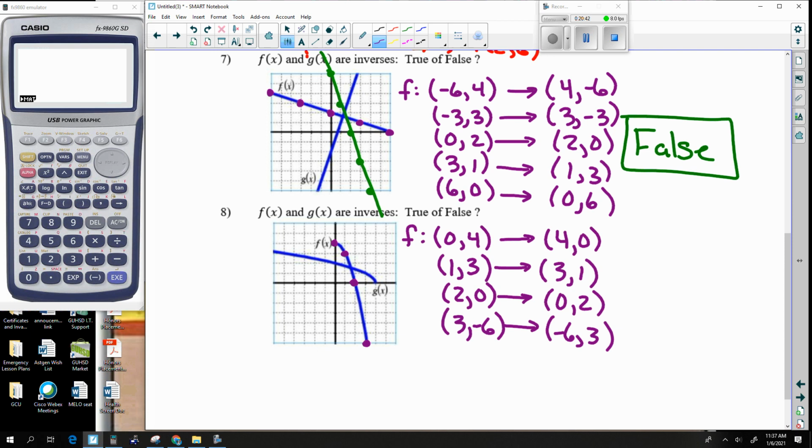Let's check it out. So we have (4, 0), (3, 1), (0, 2), (-6, 3). That is the same thing. Hooray, they are the same. So yes, they are inverses. That statement is true.